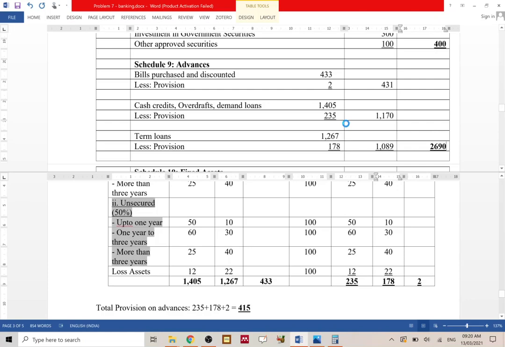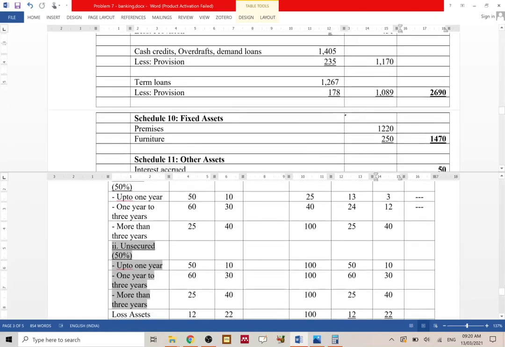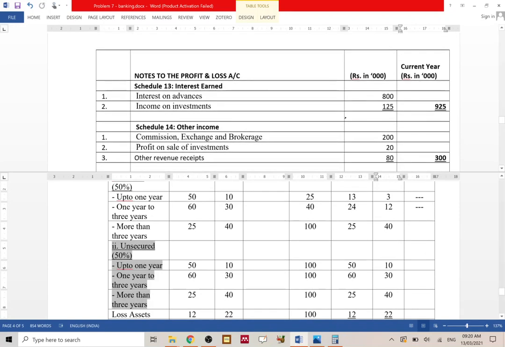So that gives you all your advances, and the complete adjustment with effect on both sides: the profit and loss, that is the debit side as provisions, and also on the credit side as advances.